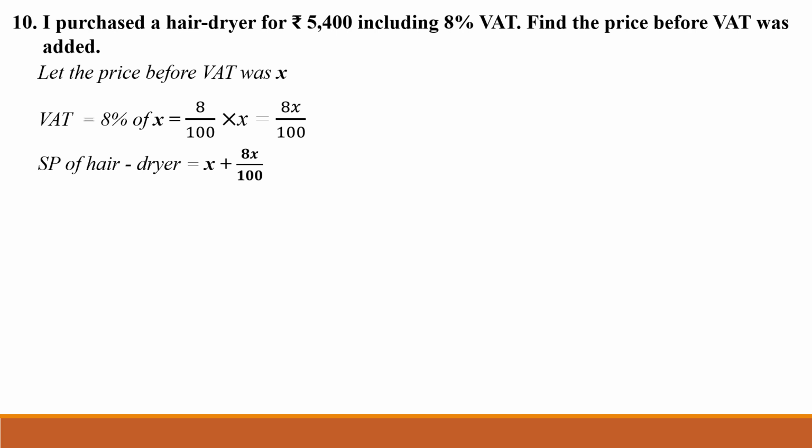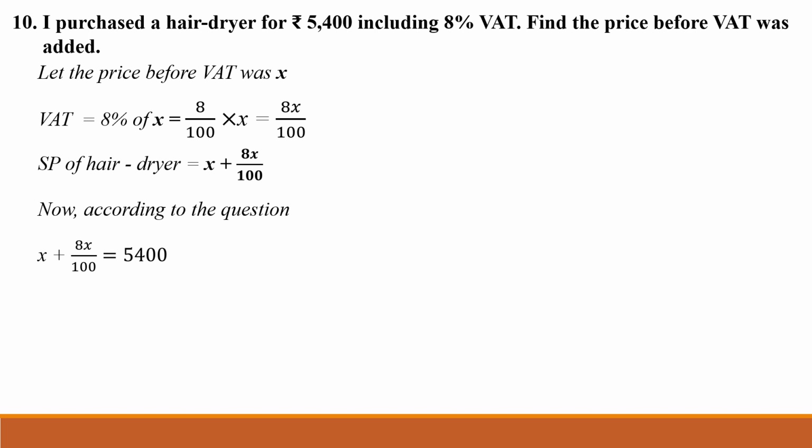According to our calculation, the total price of the hair dryer including VAT is x plus 8x by 100. What I mean to say over here is that 8x by 100 plus x and rupees 5,400, both of them are representing the same thing, that is the selling price of the hair dryer. So we can equate both of them. Therefore, according to the question, we can write x plus 8x by 100 is equal to 5,400.